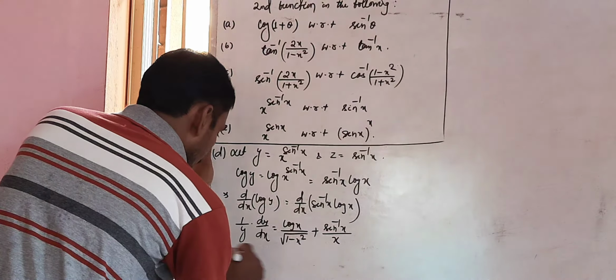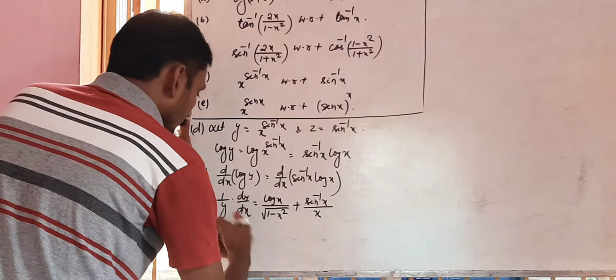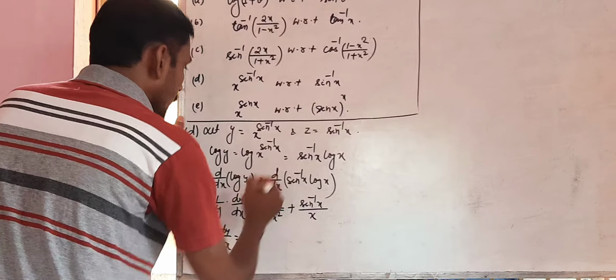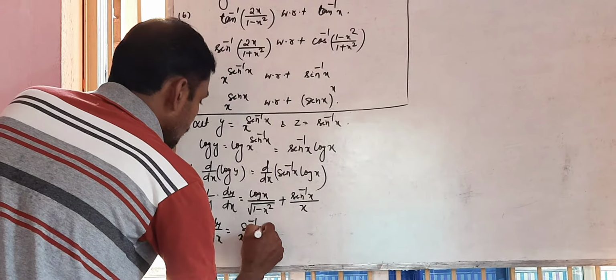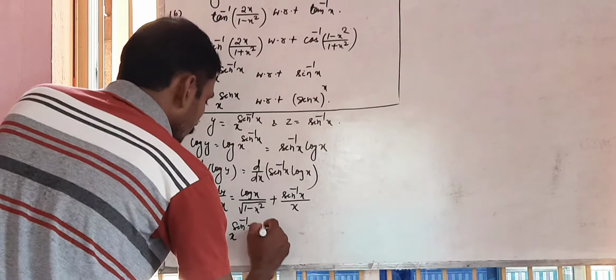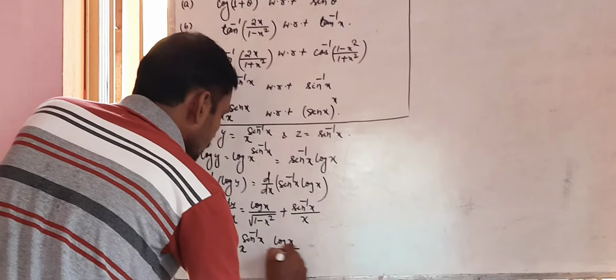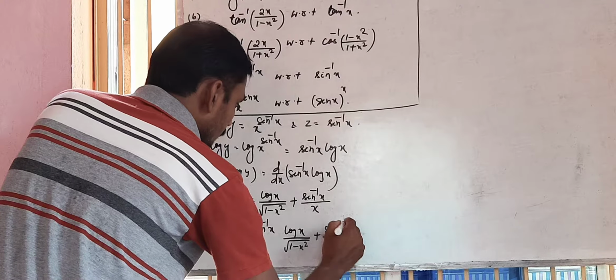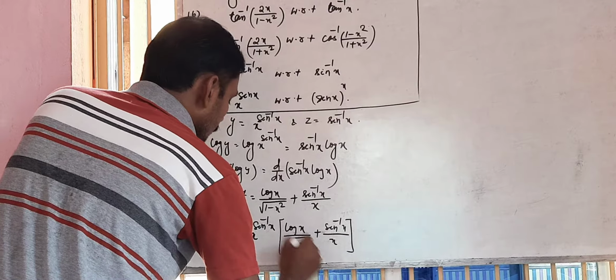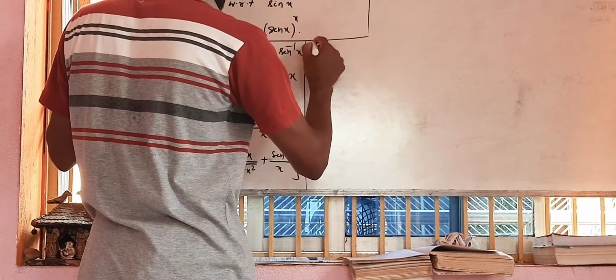So this implies dy by dx is equal to y. Okay, y value is this part: x to the power sin inverse x into log x by square root of 1 minus x square plus sin inverse x by x. This is the value of dy by dx.